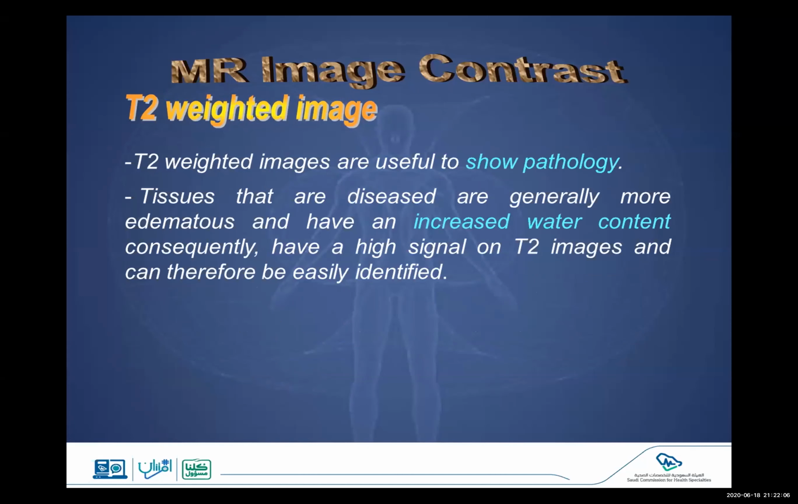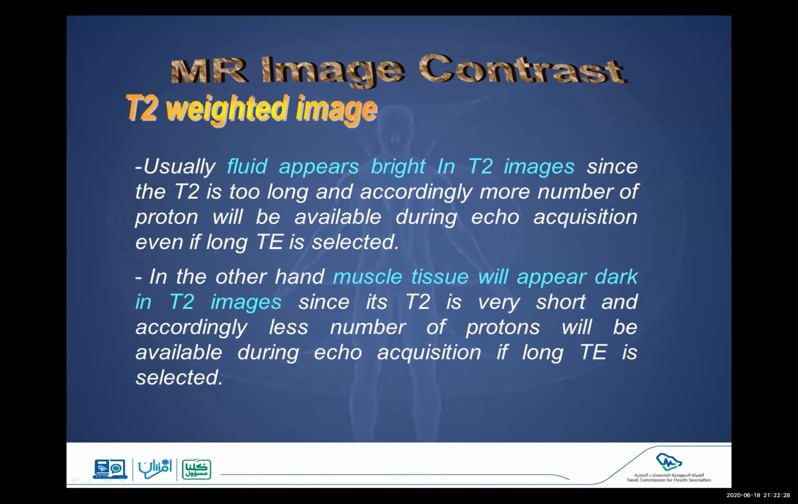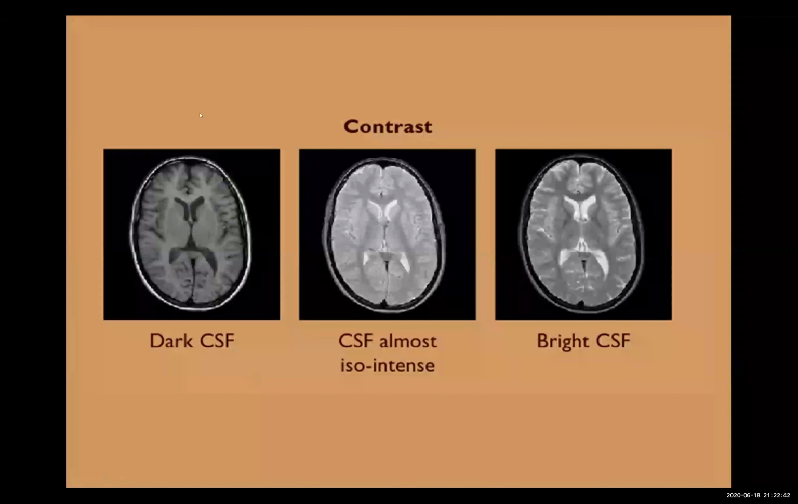That's why we look at the T2 images first to see if there is infection or edema, and from there we go and see other images like post-contrast and so on. Usually fluid appears bright in T2 weighted images since the T2 is very long, and accordingly more protons will be available during echo acquisition, even if a long TE is selected. On the other hand, muscle tissue will appear dark in T2 weighted images since T2 is very short, and accordingly fewer protons will be available during echo acquisition if a long TE is selected. For example, there we can see dark CSF as we just mentioned.